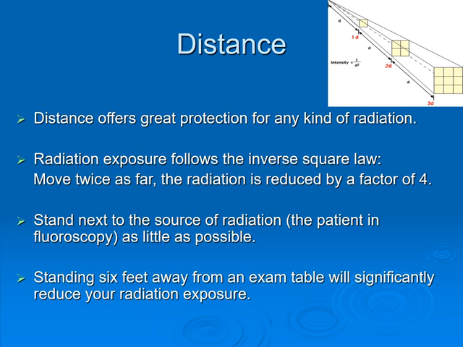Distance offers great protection for all types of radiation exposure. Radiation exposure follows the inverse square law. This means as you move twice as far from a radiation source, the radiation exposure is reduced by a factor of 4. You should stand next to the source of radiation, which includes the patient during fluoroscopy, as little as possible. Standing 6 feet away from an exam table will significantly reduce your radiation exposure.